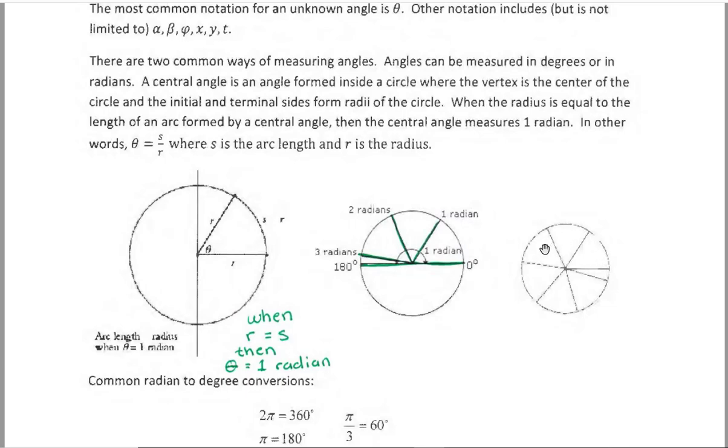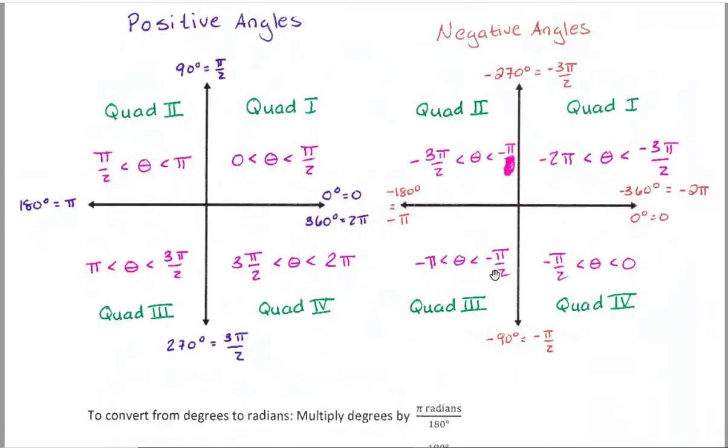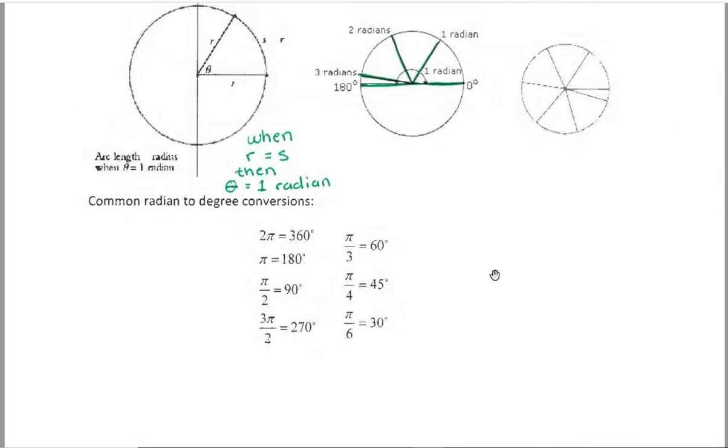Then 1, 2, 3, 4, 5, 6 plus a little bit more: 1 full rotation around the circle forms 2 pi radians. So the most common conversions from radians to degrees are that 2 pi is equal to 360 degrees, pi radians is equal to 180 degrees, pi over 2 radians is 90 degrees, 3 pi over 2 radians is 270 degrees, pi over 3 radians is 60 degrees, pi over 4 radians is 45 degrees, and pi over 6 radians is 30 degrees. The key thing is, if you can remember that pi is equal to 180 degrees, then the rest of these conversions come naturally.